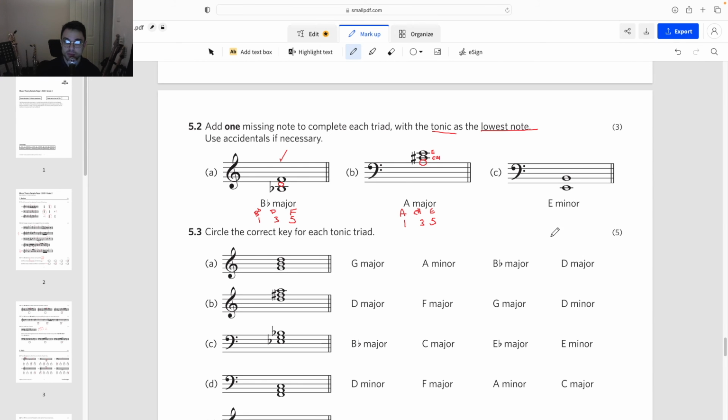E minor. Right. 1, 3, 5. What are the notes we need for an E minor triad? Well, the first one's got to be E, because that's the name of the triad that we're trying to build. 3: E, F sharp, G. All right, so that's G natural, not G sharp. E, F sharp, G, A, B. E, G, B.